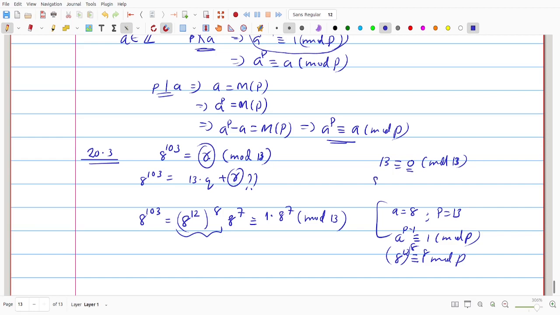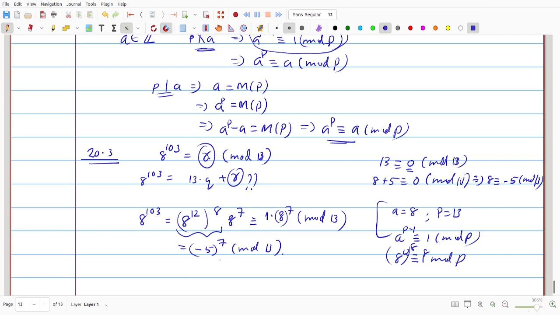And you can write 8 plus 5 is congruent to 0 mod 13. From this you can write 8 is congruent to minus 5 mod 13. So you can replace this 8 by minus 5, so minus 5 raised to 7 mod 13. This is the remainder. The remainders of 8 raised to 103 and of minus 5 raised to 7 are both the same.